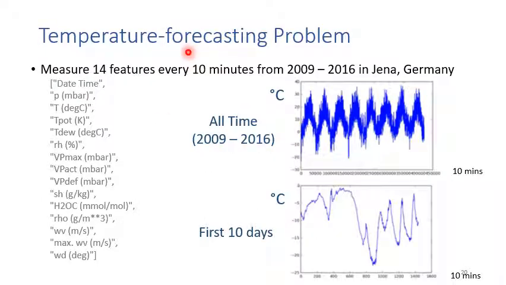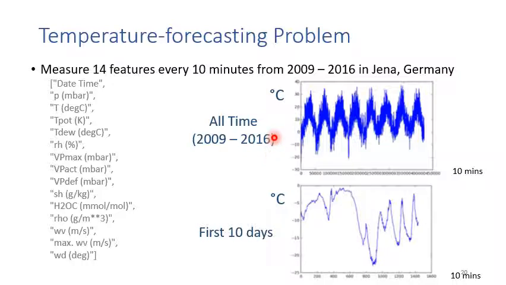Let's apply recurrent neural networks to predict time series data. The first example is temperature forecasting, or forecasting the temperature tomorrow. We use a dataset that measures 14 features every 10 minutes from 2009 to 2016 in Jena, Germany.